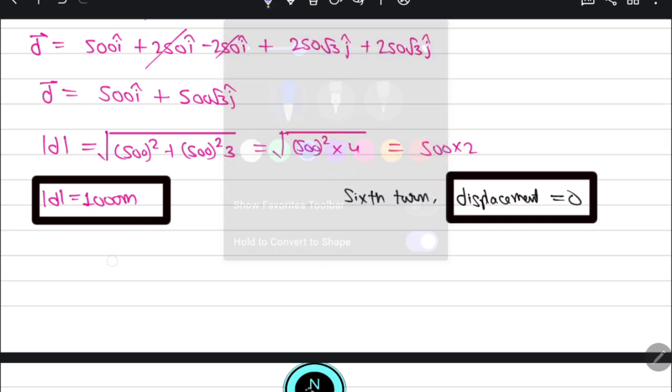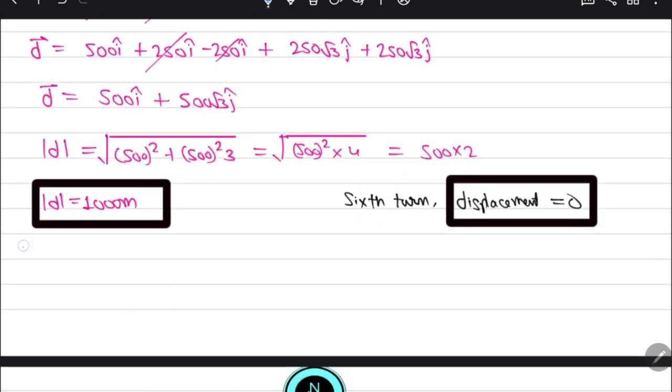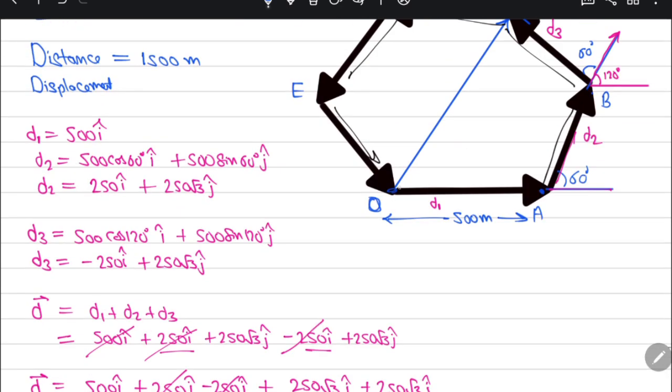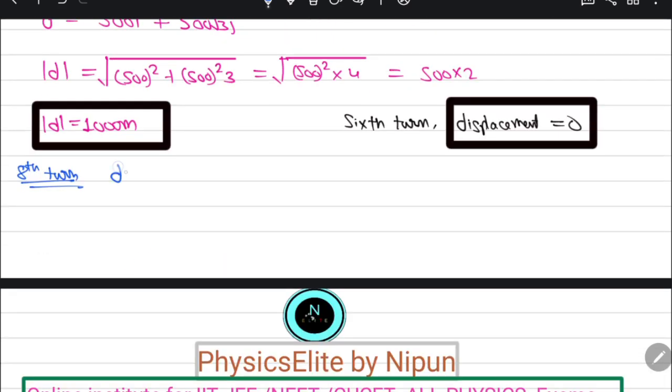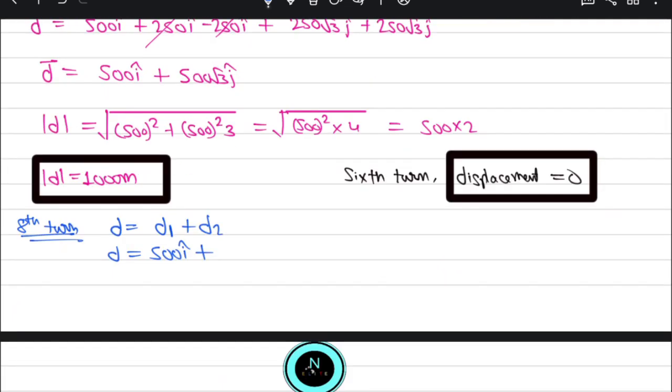And what about the eighth turn? Okay, the eighth turn we can also find. First turn to sixth turn, they return to the same position. Seventh turn, eighth turn. Now we have to find this displacement, right? This is our displacement, and we can directly find T1 plus T2. D1 you have found already, that is 500 i cap, plus D2. D2, how much did you find? 250 i cap plus 250 root 3 j cap.